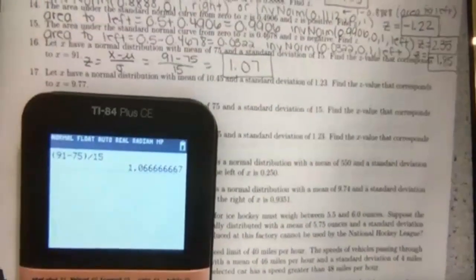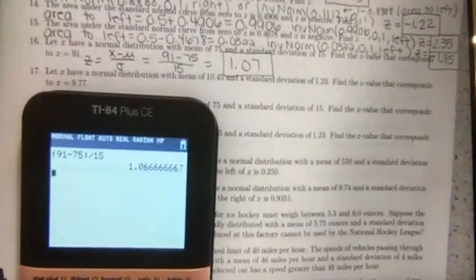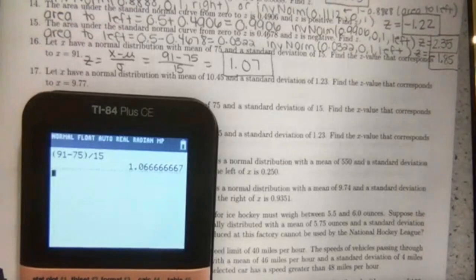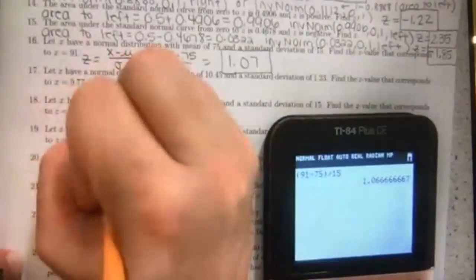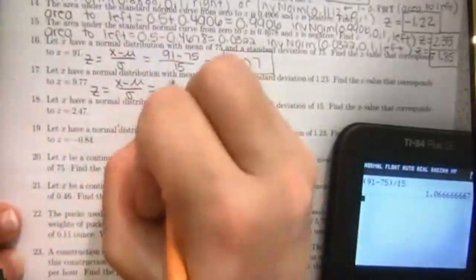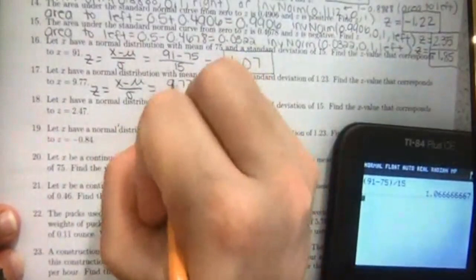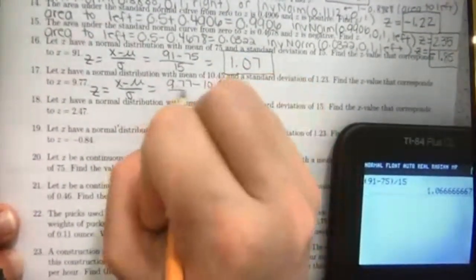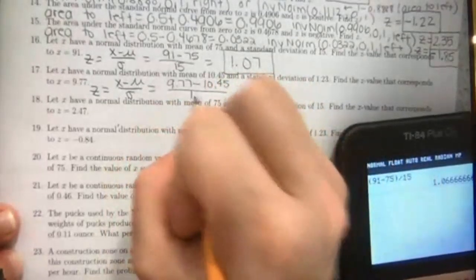Same thing for the next one, number 17. Let X have a normal distribution with a mean of 10.45 and a standard deviation of 1.23. Find the Z value that corresponds to 9.77. So our X value is 9.77 minus our mean, 10.45, divided by our standard deviation, which is 1.23.